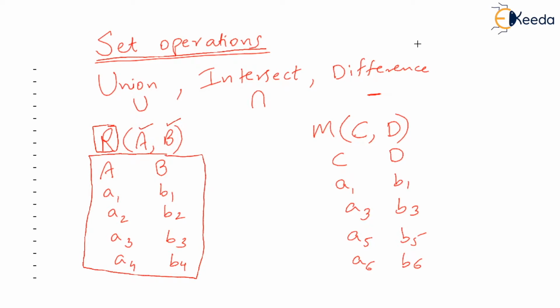As you see, values of A and B have been shown as A1, B1, A2, B2, and so on. And having another relation, another table M here, which has two columns C and D, and I have shown as an example values of C and D, A1, B1, A3, B3, A5, B5, and A6, B6. Now, given these two relations, we can perform set operations on these relations. In fact, we can perform set operations on these relations because these relations, these tables are sets.